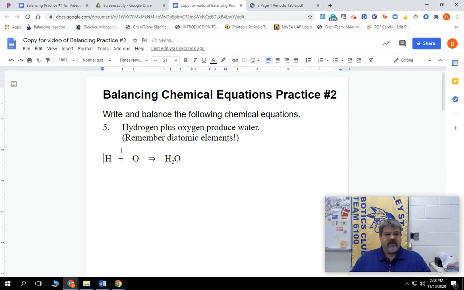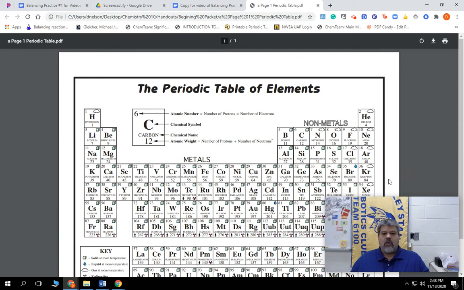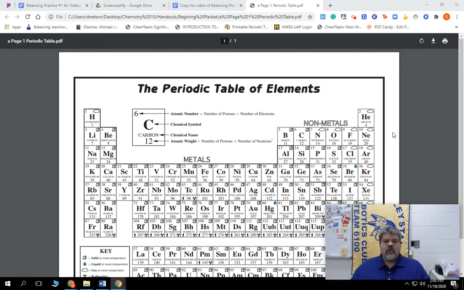Now, I like to look at this and say, okay, what are we going to do from this point? I'm just going to tab over a little bit. So there we go. We look at it: hydrogen plus oxygen yields water. Well, what did it say right here? Remember diatomic elements. So which elements are diatomic? Well, let's look at the periodic table. I've always said that on the periodic table, we have nitrogen, oxygen, fluorine, chlorine, bromine, and iodine, plus one more because that's only 6 elements. We have 7, and they make a 7 on the periodic table, plus hydrogen.